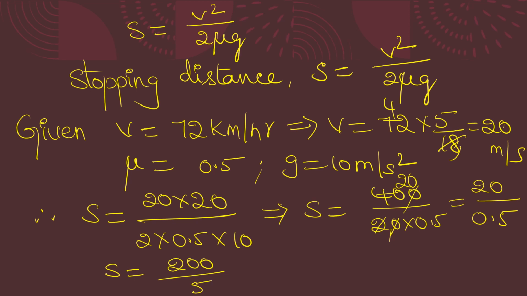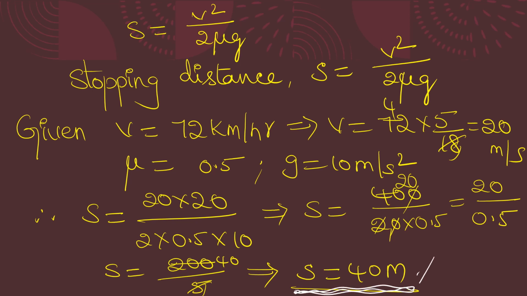0.5 can be written as 5 by 10. This 10 will go in the numerator, so it becomes 200 by 5. 5 fours are 20, so 40. So the shortest distance is 40 meters, s is equal to 40 meters. Okay. Next we'll go to the next question.